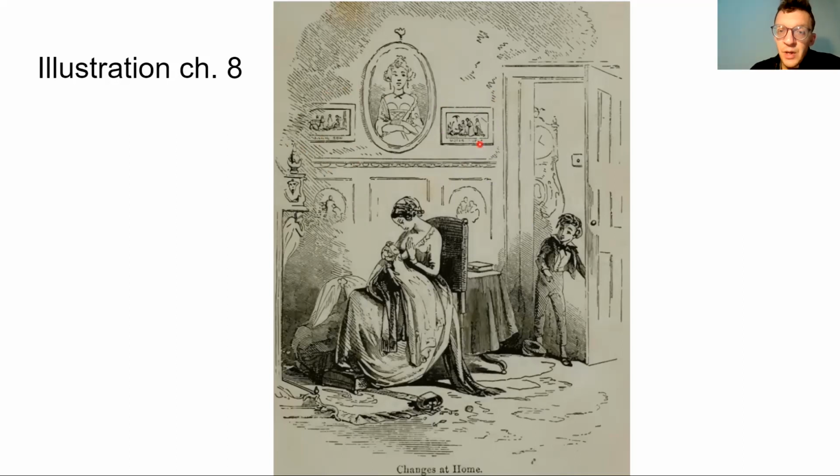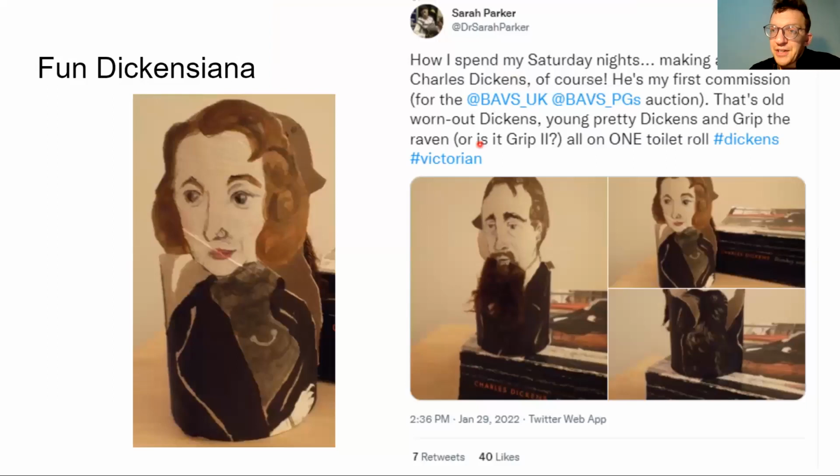And as we kind of finish up, I'll just share one of the great delights from Dickens' Twitter this past week. Here we had Sarah Parker making toilet roll Charles Dickenses. And in this one, we have an image of Dickens himself as a kind of older figure, Dickens the youth, the time of Nicholas Nickleby, here Grip the Raven, and then I've blown up on the side the very charming, handsome young Dickens the author.